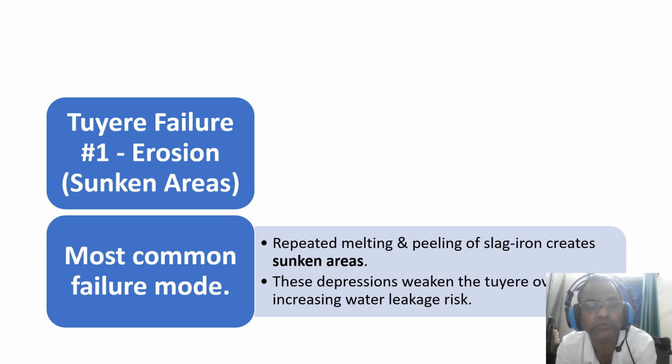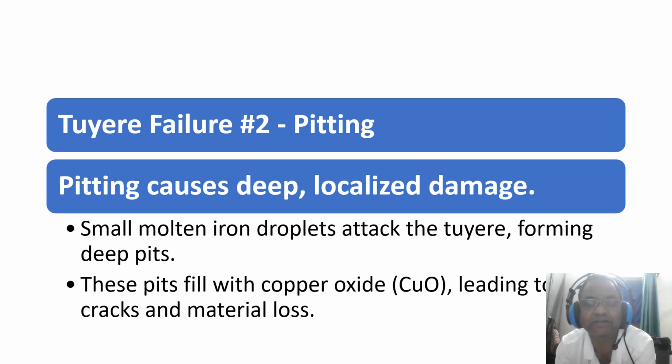Now coming to the second type of damage, that is pitting. Pitting is another common issue where a small molten iron cluster attacks a specific area of the tuyere. So these form a deep pit. These pits fill with copper oxide, which further weakens the tuyere by creating cracks. Many times, during shutdown when we take out the tuyere, it seems there is a drill hole.